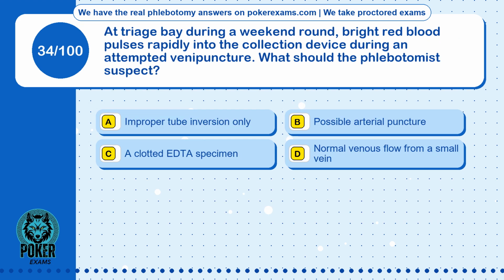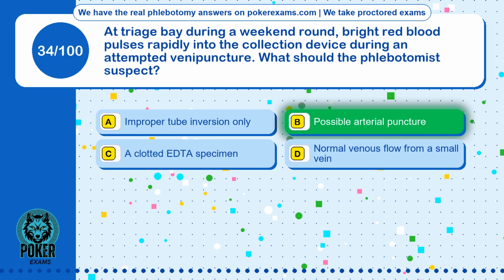Question 34. At triage bay during a weekend round, bright red blood pulses rapidly into the collection device during an attempted venipuncture. What should the phlebotomist suspect? Option A. Improper tube inversion only. Option B. Possible arterial puncture. Option C. A clotted EDTA specimen. Option D. Normal venous flow from a small vein.